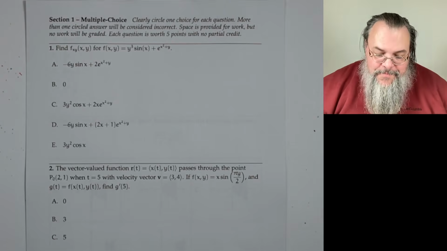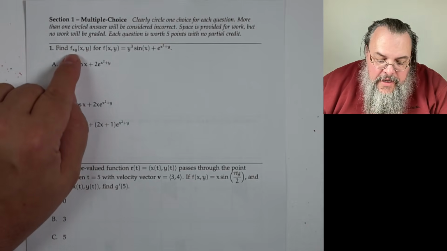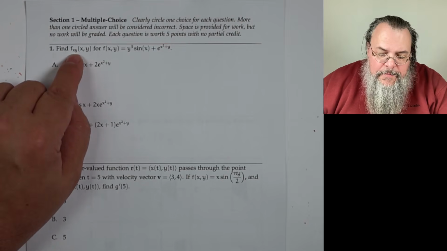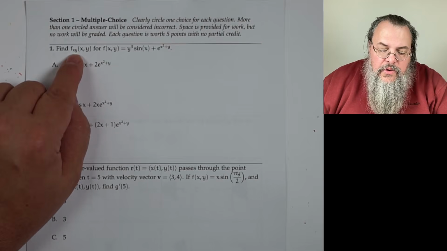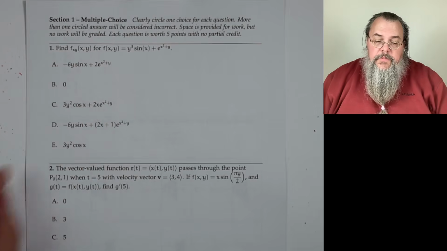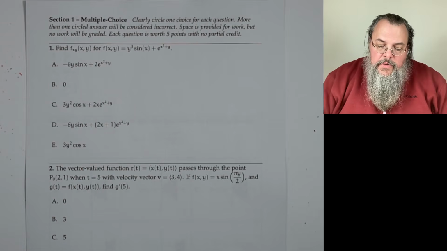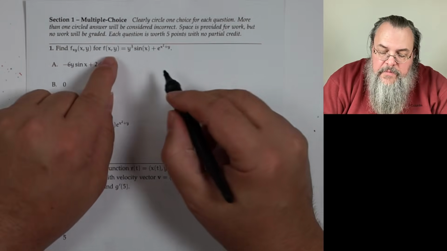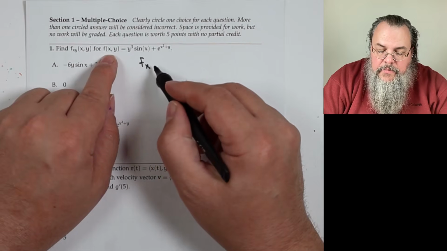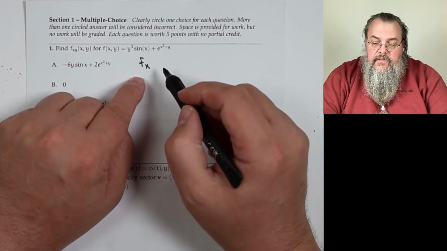Number 1. Find f_xy. Now, this notation, you see there's a tiny, very small subscripts here. This means we're taking two derivatives. One's with respect to x, one's with respect to y. We do them one at a time. So, we can say, well, what happens? Here's f. Let's take f sub x. So now we're going to take the derivative with respect to x, treating y like a constant.